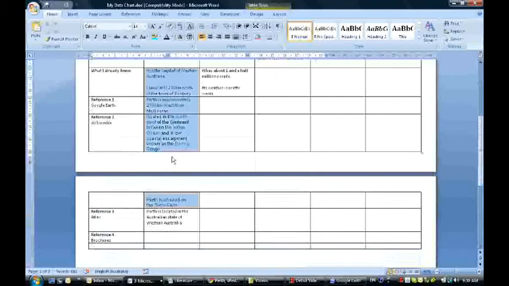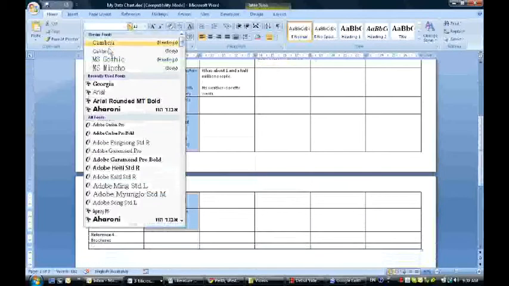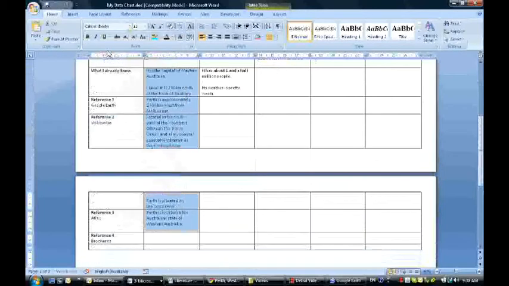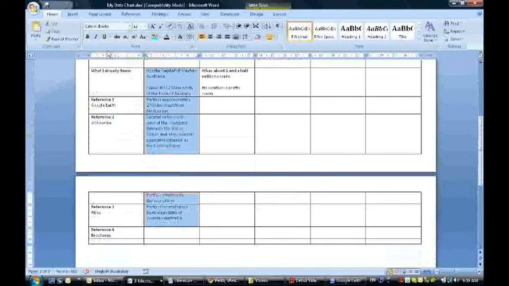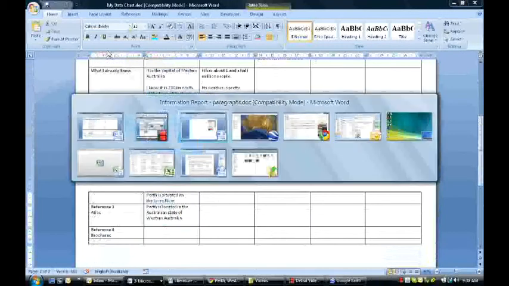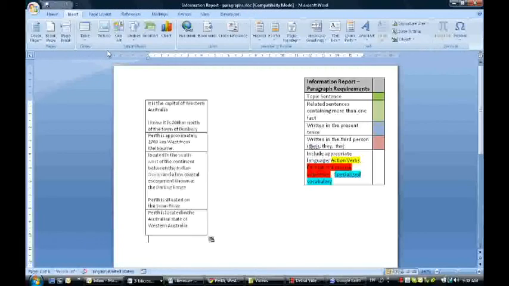I'm going to basically copy and paste. I'm just going to make sure it's in the right font that I want. I'm going to copy that information and open it up in my new document where I am actually going to begin writing my paragraph.